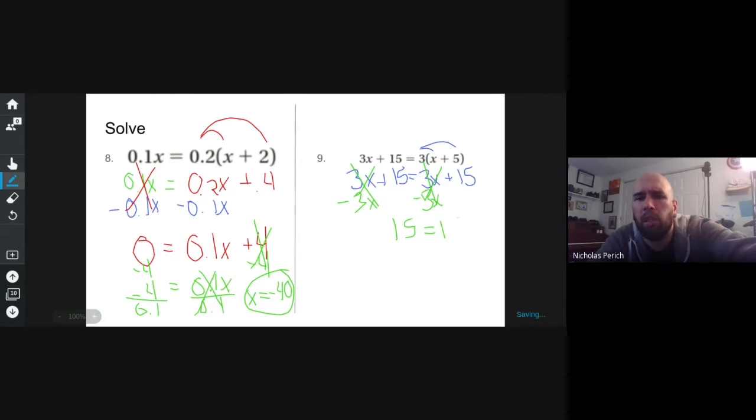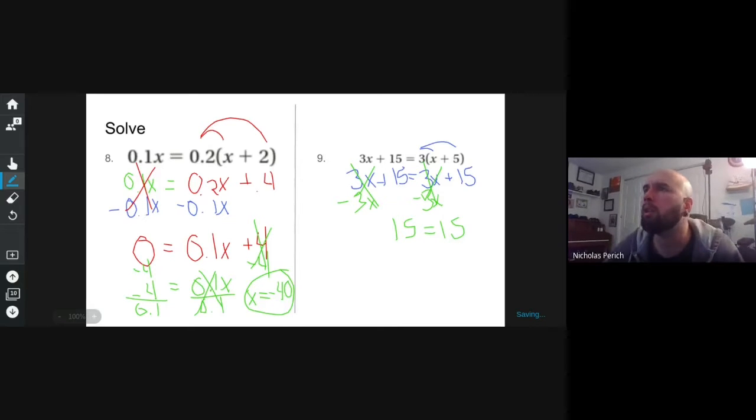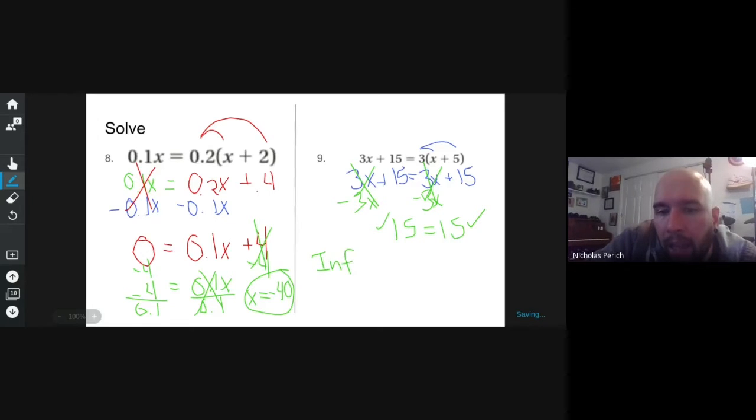equals 15. What did I do wrong? Nothing. I did nothing wrong. If your variables disappear, which they did, and your left side is the exact same as the right side, you don't have one answer. You have an infinite amount of answers.